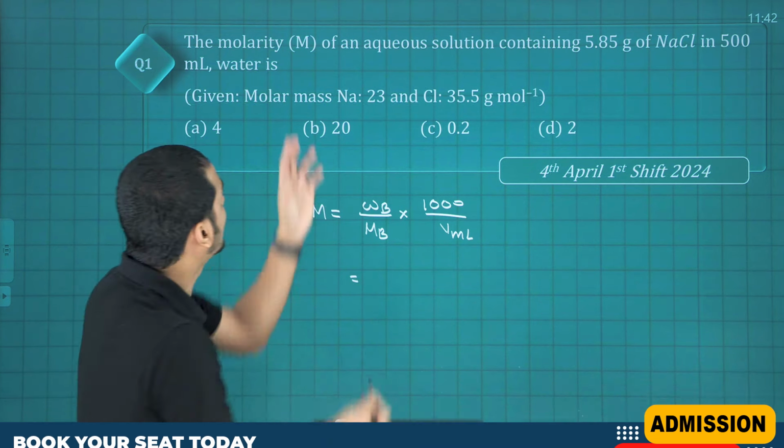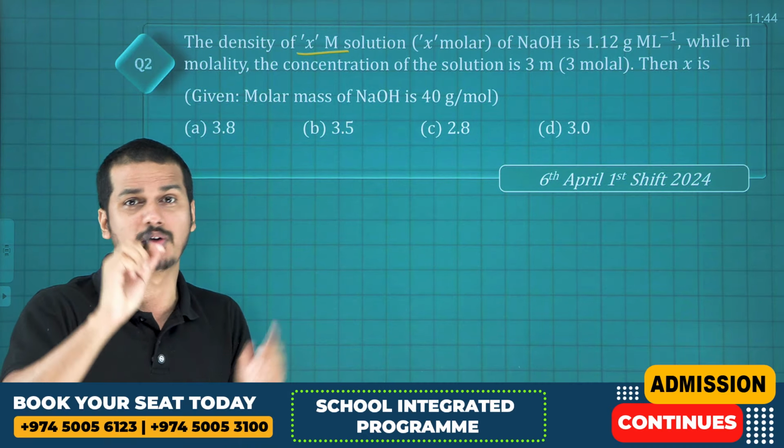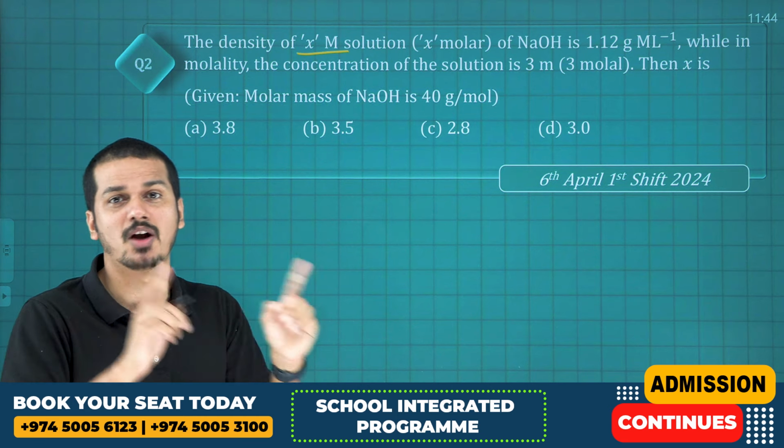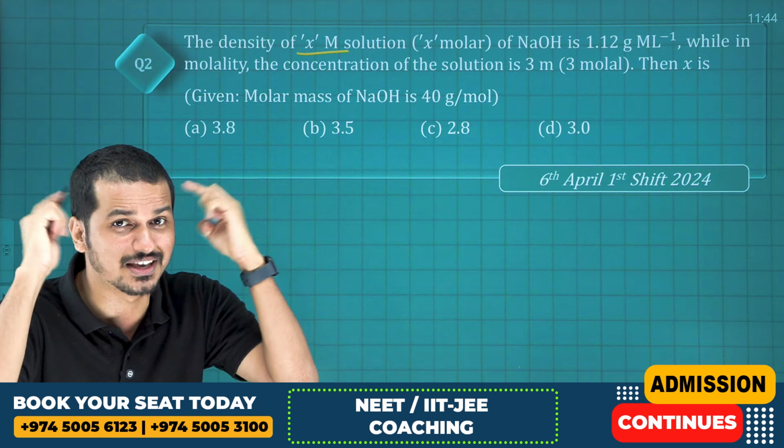See, what about the question here? The density of X molar solution of NaOH is 1.12 gram per milliliter, while the concentration of the solution in molality is 3 molal. Then X. So they are asking about the molarity, they gave the molality. In Some Basic Concepts of Chemistry also, in the last area of NCERT, they have already given this kind of question. Molality relation. Only one formula we have to remember, that you have to keep in mind, dear.